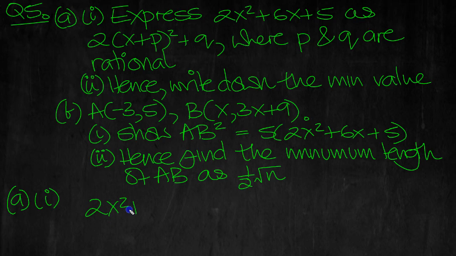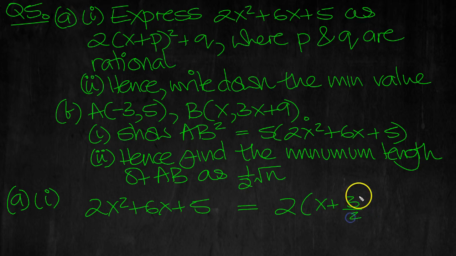So 2x squared plus 6x plus 5 is equal to, take a 2 out then, x, and that would be 3, wouldn't it? So it would have to be x plus 3 over 2, wouldn't it? Squared. Now that would give you 2x squared, so then you get 3x times 2 would give you 6x, plus 9 over 4 times 2 is 9 over 2, so you need to minus 9 over 2 to counterbalance the number that comes out, plus 5.